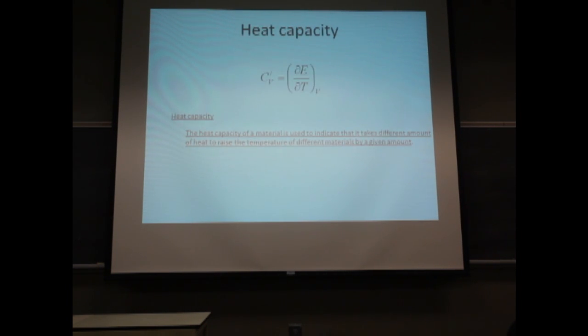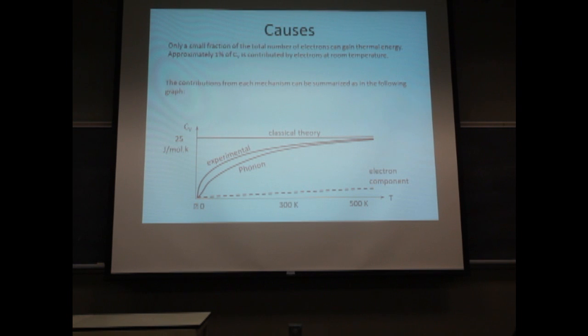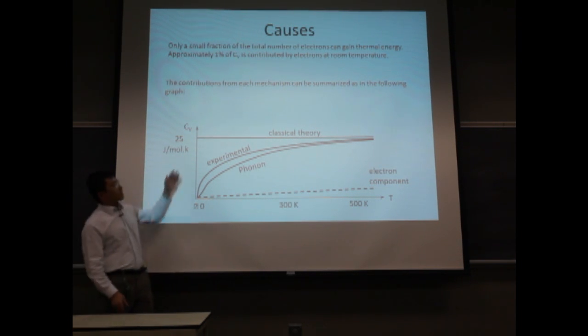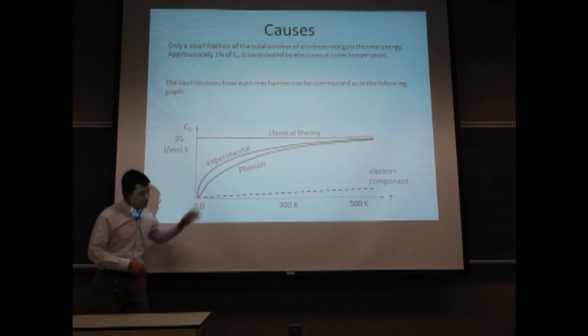Okay, the heat capacity is defined by dE over dT, which is the energy stored in a metal when you try to increase the temperature of the material by 1 Kelvin or 1 degree Celsius. So this curve basically describes the whole chapter. We have classical theory and then we have quantum theory.